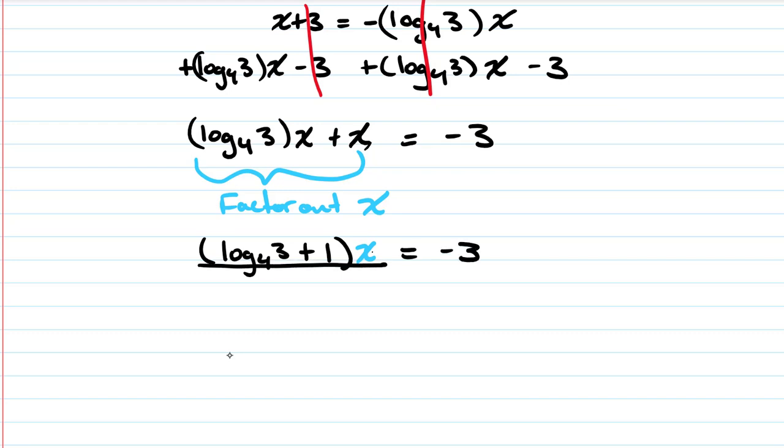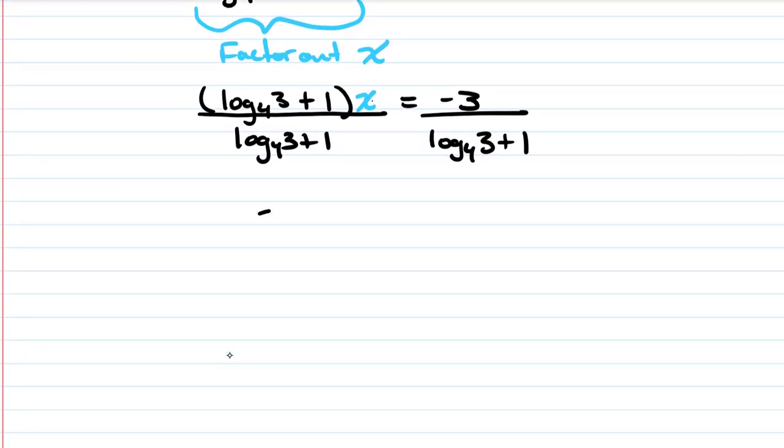So then finally, to get x by itself, I divide both sides by the logarithm base 4 of 3 plus 1. So then that gives me x is equal to negative 3 over the logarithm base 4 of 3 plus 1.